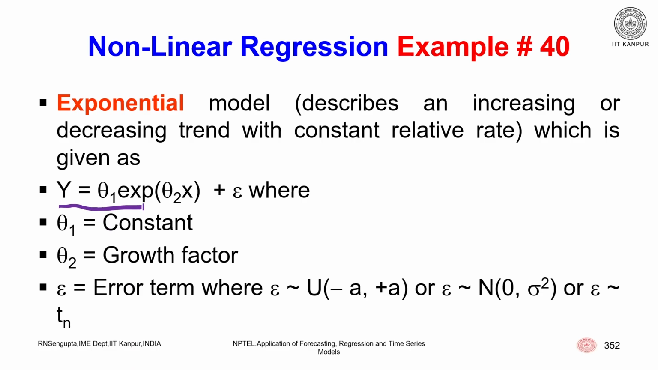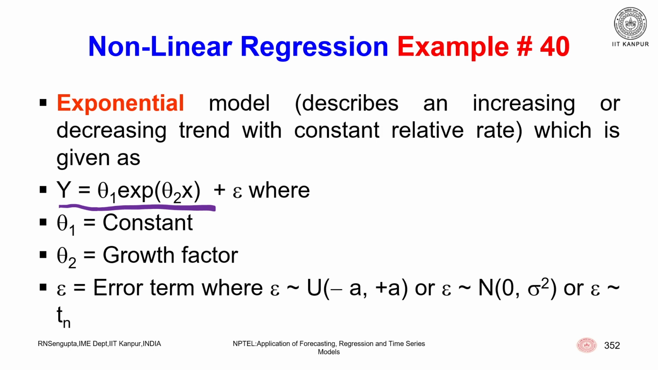Your y, which is the dependent variable, is equal to theta 1 into exponential theta 2 into x plus epsilon, where theta 1 is the constant being multiplied with the exponential part and theta 2 is the growth factor. The error terms, as you remember, can be either uniform discrete or uniform continuous between minus a to plus a, because in that case the mean value would be 0, and changing the values of minus a and plus a would give you different ideas about how the variability can be increased or decreased.